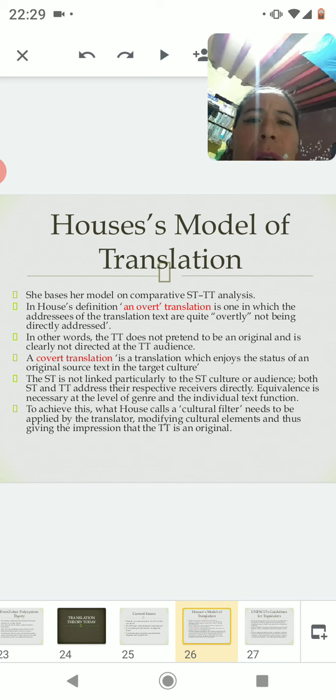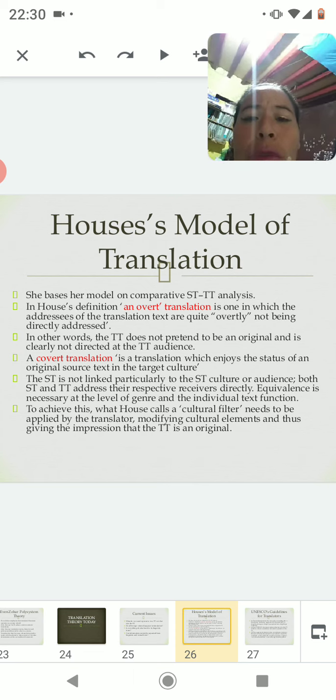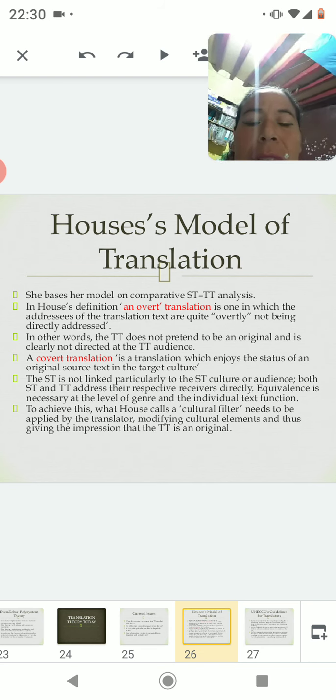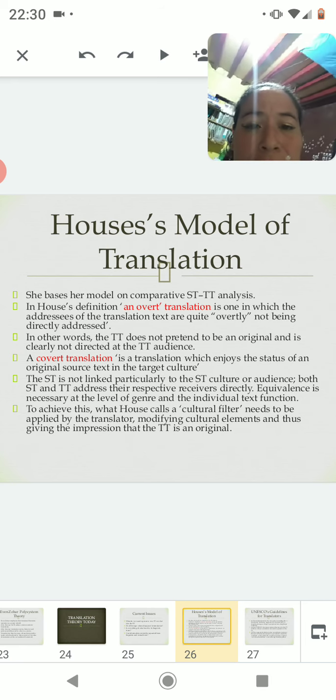House's model of translation says that there are two types of translation: an overt translation and a covert translation. An overt translation is one in which we translate the text exactly the way it is into the target language. We do not pretend it to be original.